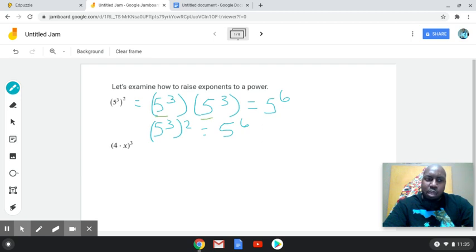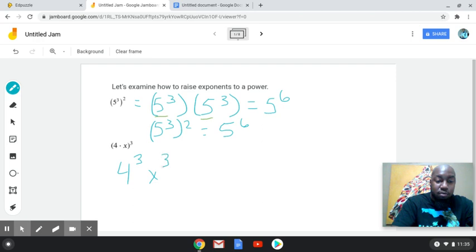Now, not all the time are you going to have numbers. Sometimes you may have variables as well. So let's look at the next one. All right. So we got 4 times x, all to the third. Now, x is just a variable, a variable that is in place of a number. So what we're going to do is take this 3 and distribute it to both the 4 and the x. So this is going to become 4 to the third power times x to the third power.